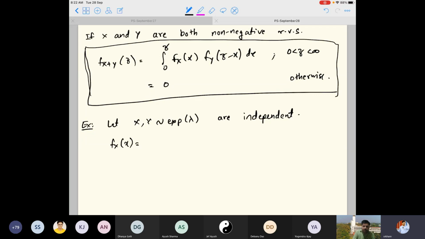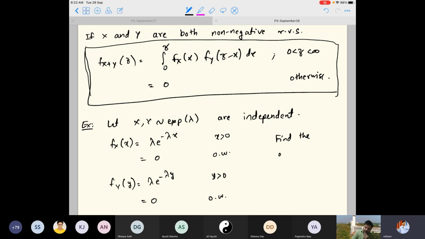So what is the density of X? f_X(x) is lambda e to the power minus lambda x for x greater than 0, and 0 otherwise. And similarly, f_Y(y) is lambda e to the power minus lambda y for y greater than 0, and 0 otherwise, right? So that is what you have. And what do you want to do? Find the density of X plus Y, right? So that is what basically we want to do.